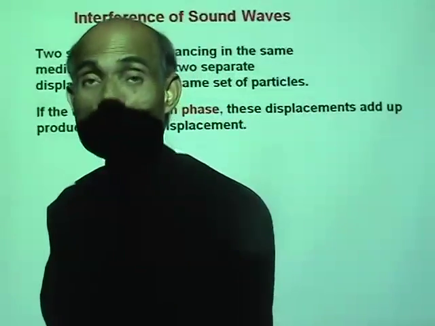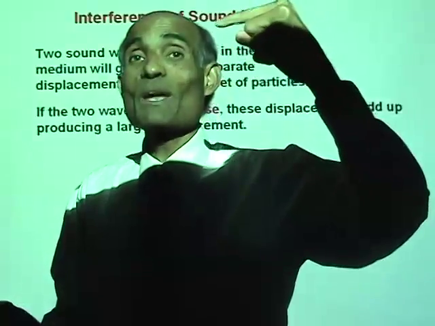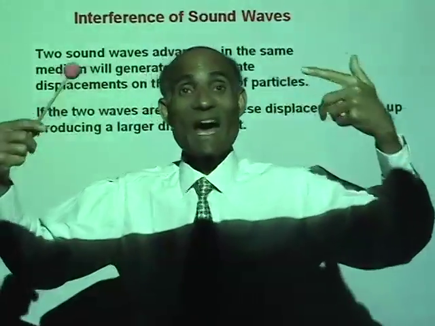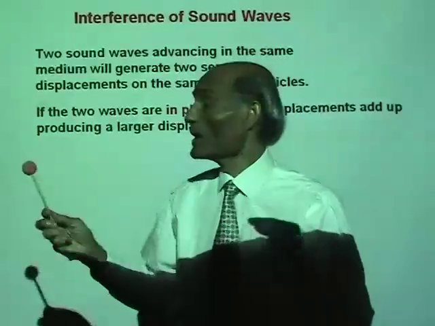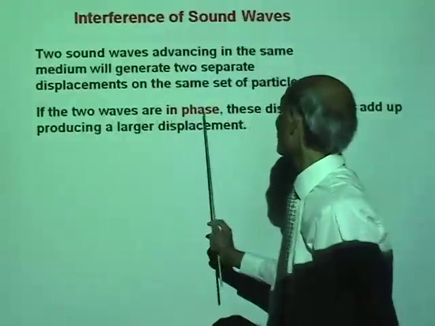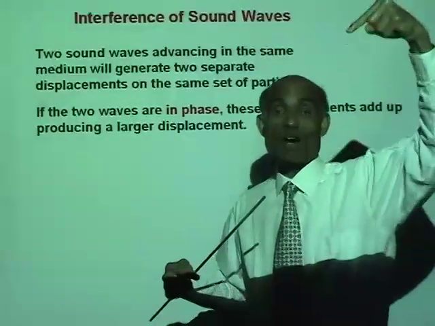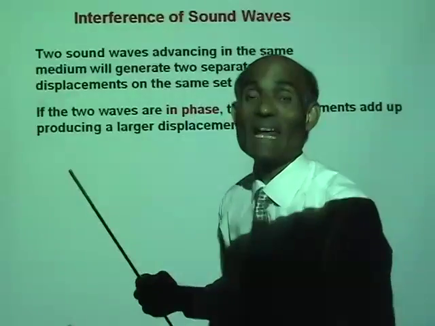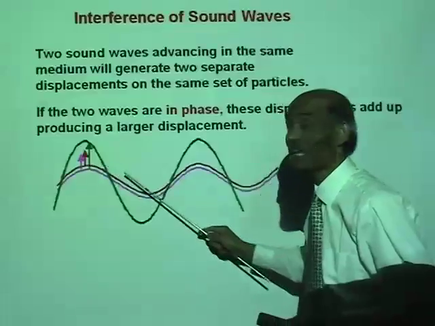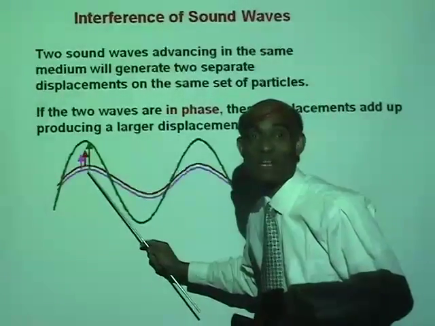So loudness is actually proportional to the square of the amplitude. A larger amplitude means a louder sound. So if the two waves interfere in phase, these displacements will add, producing a larger displacement, which means a louder sound. So here we have the case of two sound waves meeting in phase at a point.